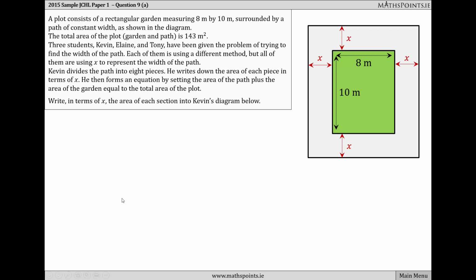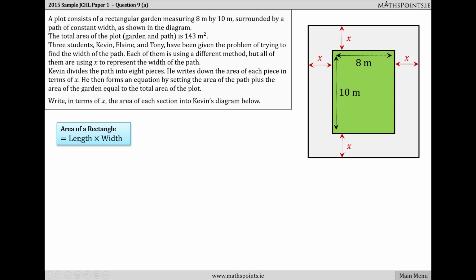So the first thing we want to write down is, well, what's the formula for the area of a rectangle? Because Kevin is going to divide his shape up into rectangles, we want to know what the formula for a rectangle is, and it's the length by the width. This formula is not in our table, so it's something we have to learn off before we go into the exam. But it's also a formula that satisfies the area of a square.